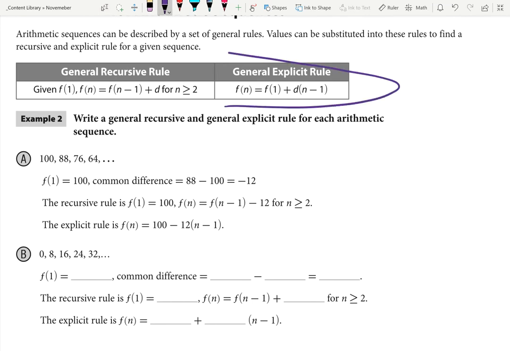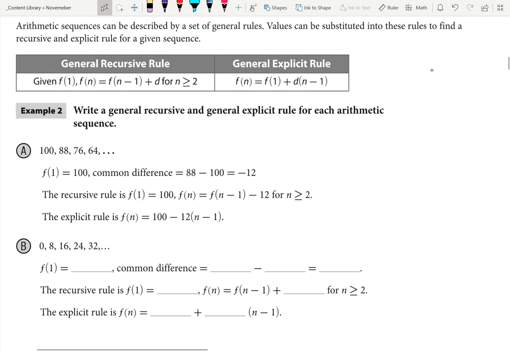All right. So here are the formulas we just talked about: f of 1, f of n equals f of n minus 1 plus d, and then f of n equals f of 1 plus d times n minus 1. I've already given you these formulas and we've written them down, but here they are on your paper just in case you lose them.